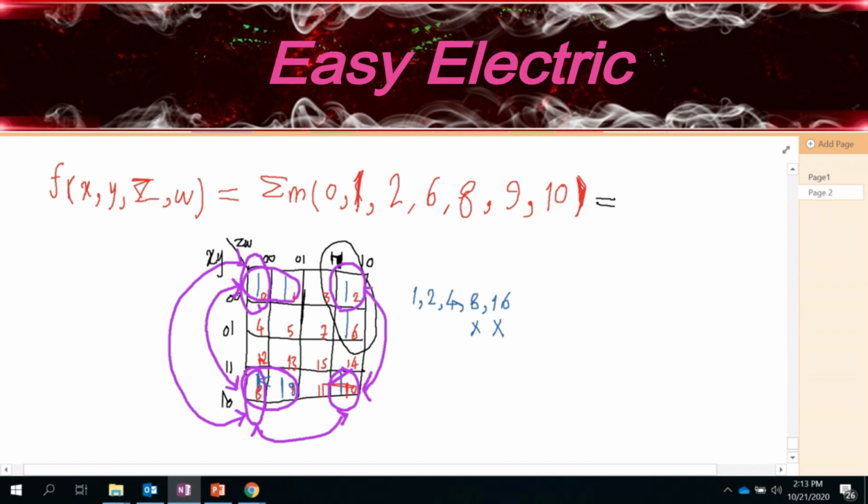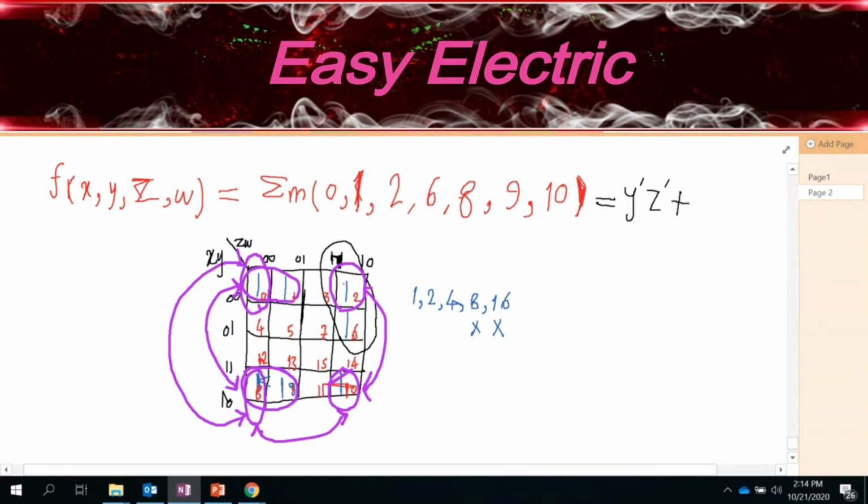So for each corresponding group, you could write the term. Start with this one, 0, 1, 8, 9, okay? So first check the x. X here is 0, here is 1, the x is gone. Y is 0, 0, so you will get y prime here. How about ZW? Again, you are here and here, so Z here is 0, 0, so you get the prime. And the W is 0, 1, no W, it should be gone.